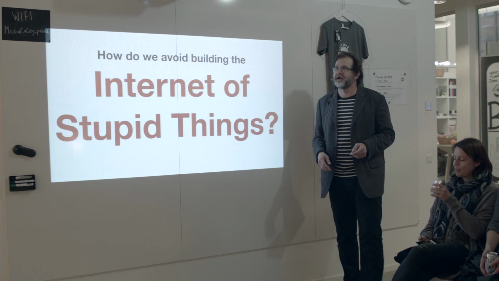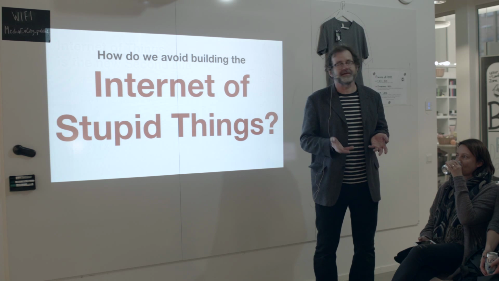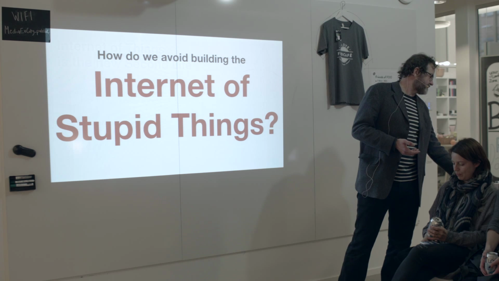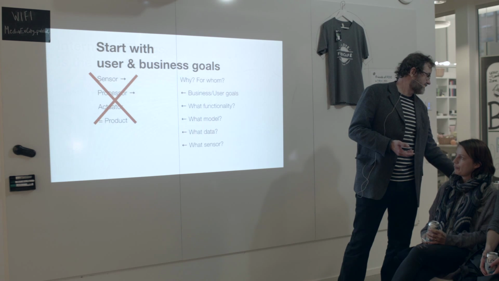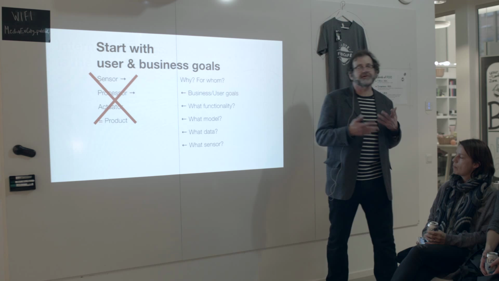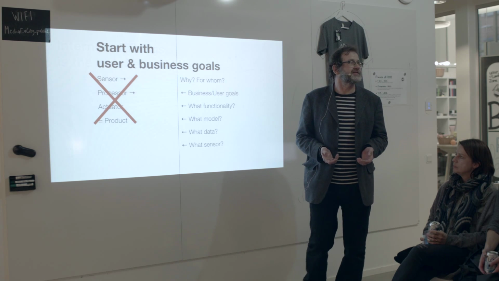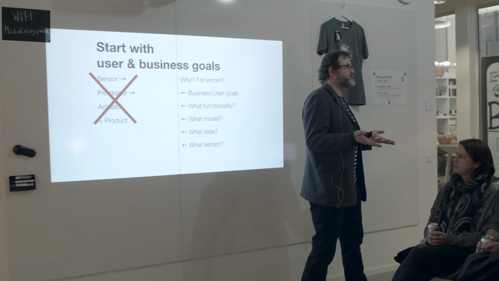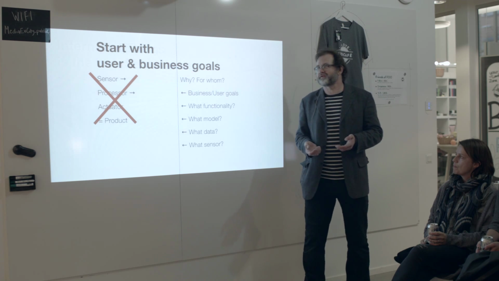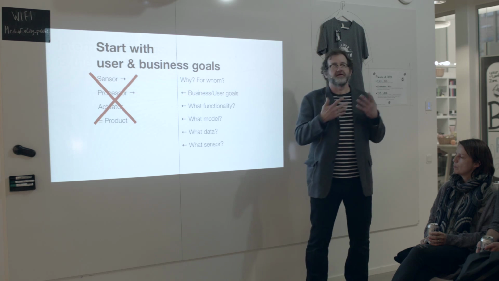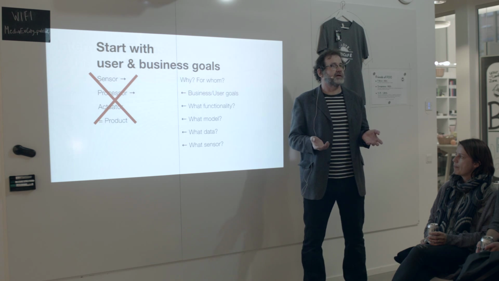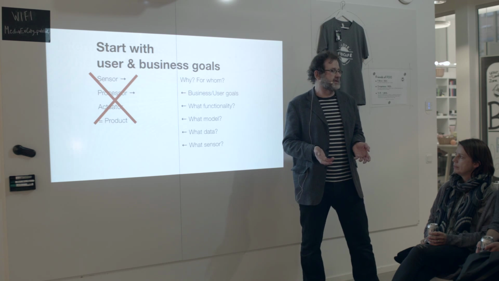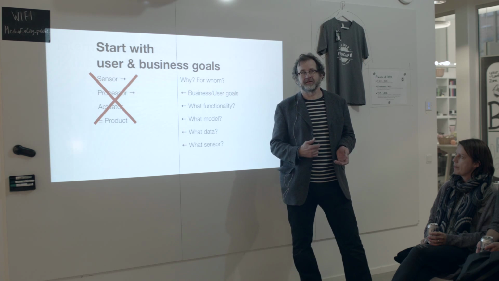So, how do we avoid building the Internet of Stupid Things? Because honestly, many of these smart things are quite stupid. Well, we could take a traditional UX approach to this, saying let's start with the user. This is what we do, more or less all of the time. Say, for whom do we want to do it? What are the user goals? What are the business goals for this product? And work backwards from there.